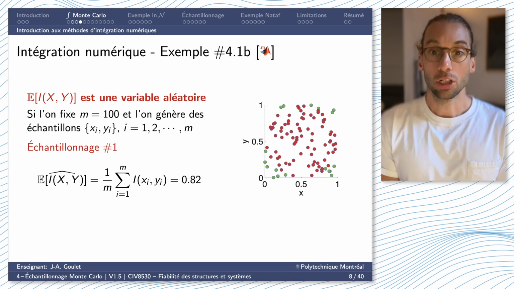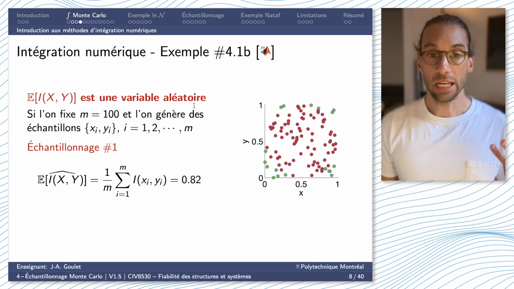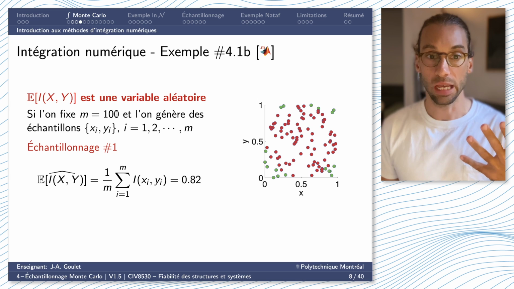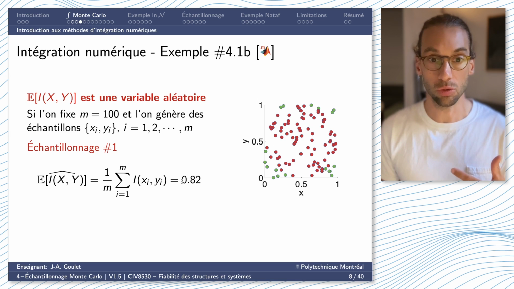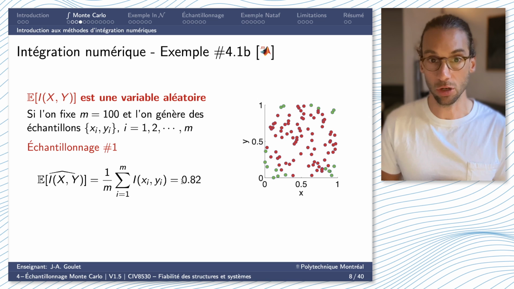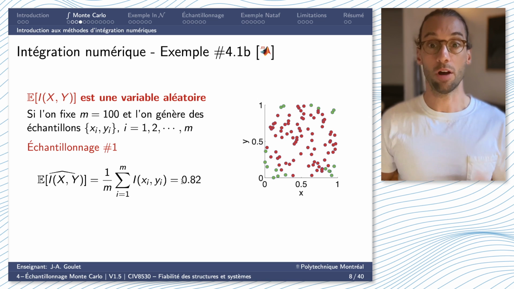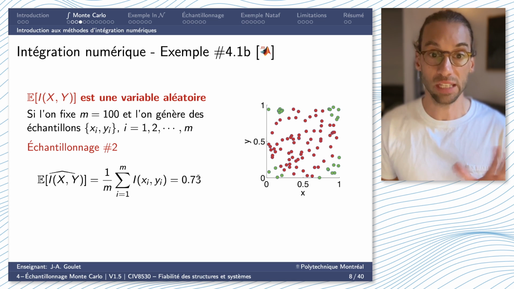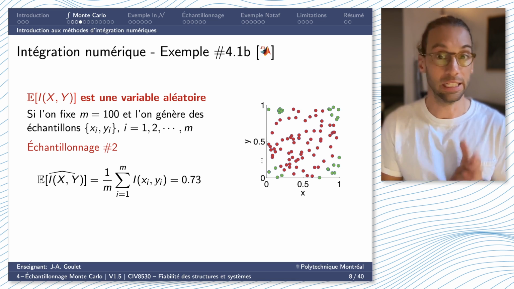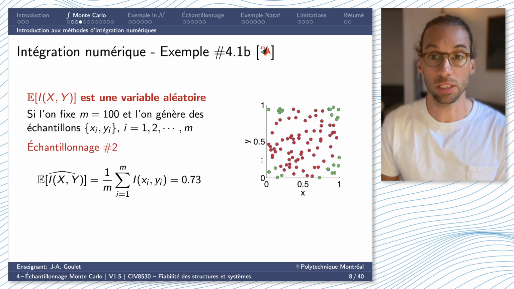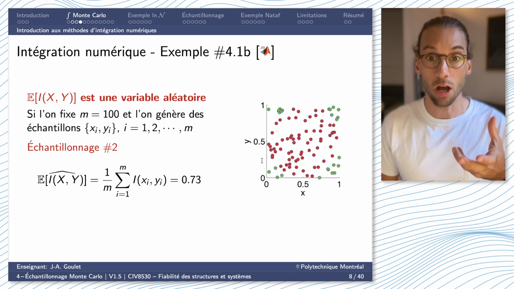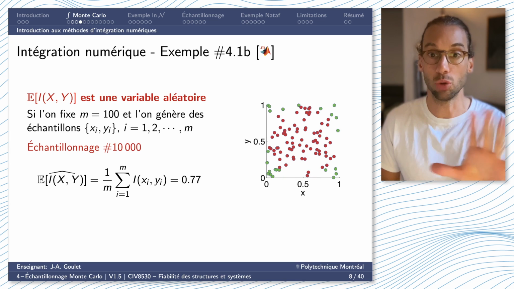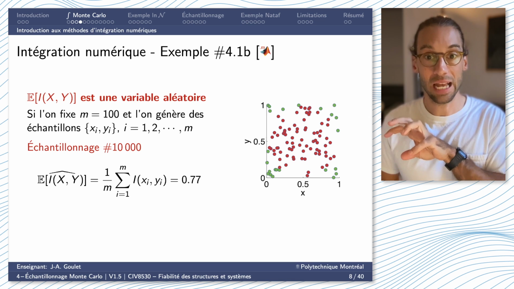So let's look a little closer at this. Let's go back to the case where we're only using 100 samples. If I generate a first set of 100 samples, I could have, like in this case, 82 points within my circle, leading to an estimation for my area of 0.82. If I draw another, different set of 100 samples, in this one I would have 73 points within my circle, leading to an estimator that is slightly different, in this case 0.73. And if I repeat this sequentially for a large number of draws, in total I've drawn 10,000 sets of 100 samples.